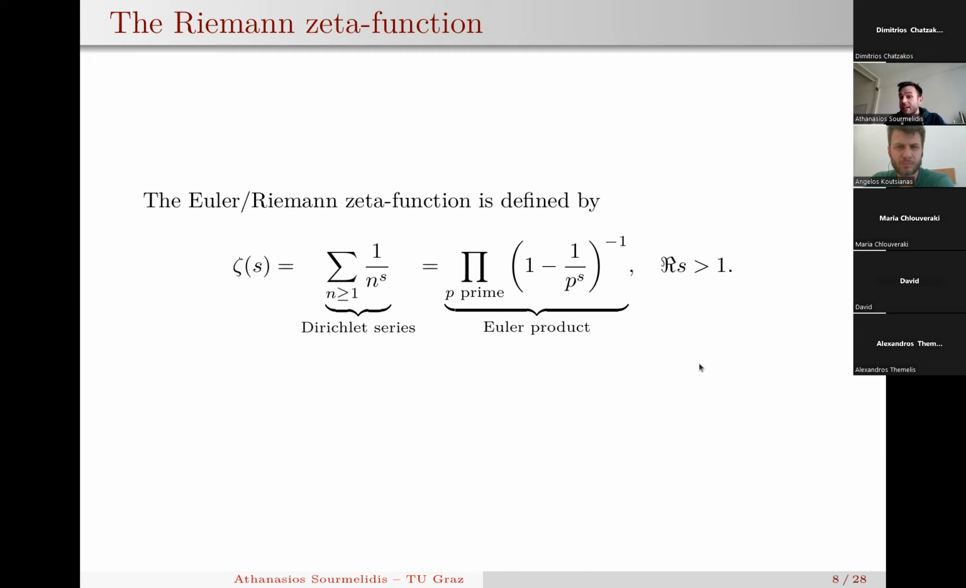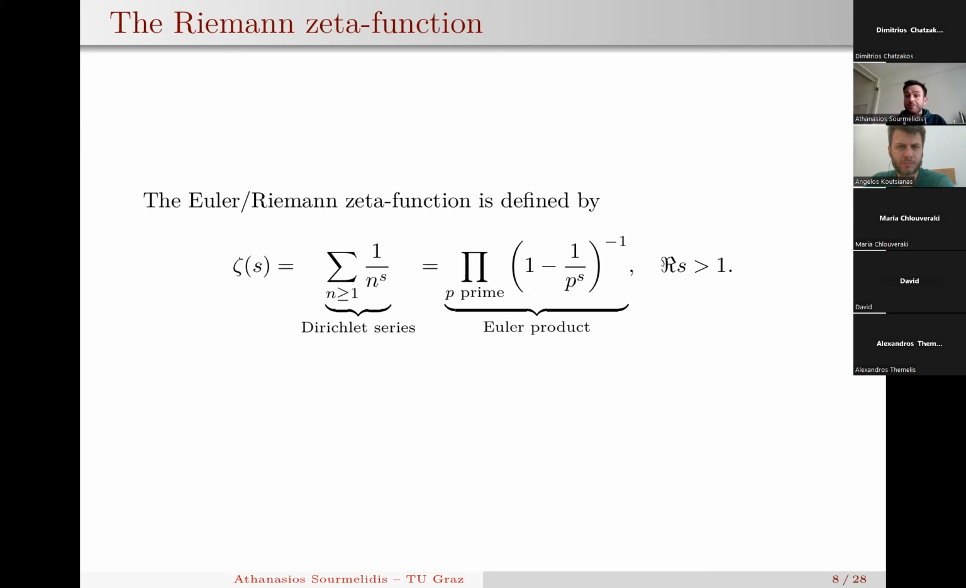So this Dirichlet series is absolutely convergent in this half plane, and it also has an Euler product representation, which is this product over primes. And it's also absolutely convergent. And in analytic number theory, at least, I know it's not very usual, but for the complex numbers, we denote them by s and not z.